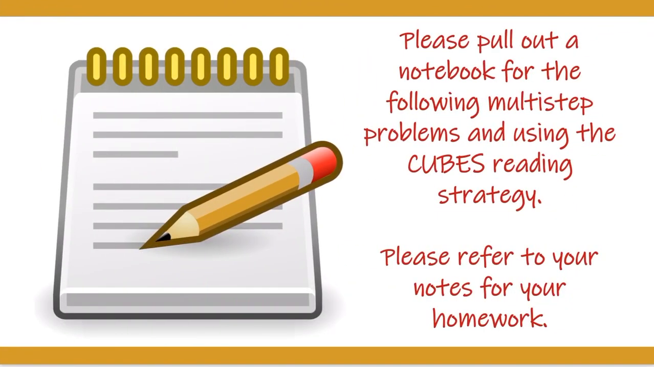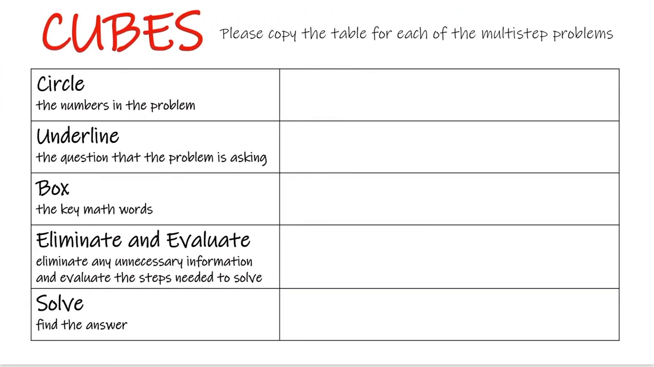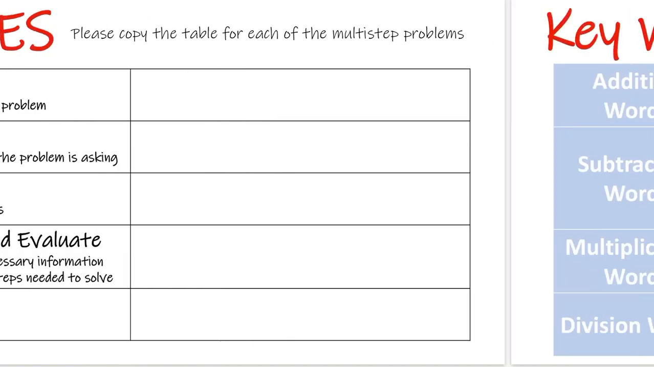Okay. So you've done this before. We're going to be using the CUBES reading strategy. You can use your graphing notebook and basically be writing down the CUBES acronym: circle, underline, box, eliminate, evaluate, solve. And then on the other side, you would be filling in the table with the stuff that you find in the story problem, because you can't annotate and take notes on the screen. Or at least if you can, you have to have another program to do that.